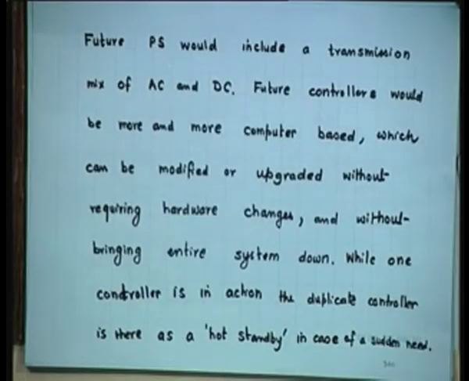Data acquisition system. While one controller is in action, the duplicate controller is there as a hot standby, so that if there is a failure, the system won't come to a grinding halt. So, to avoid that, we will always have a backup. The backup protection idea will always be there.